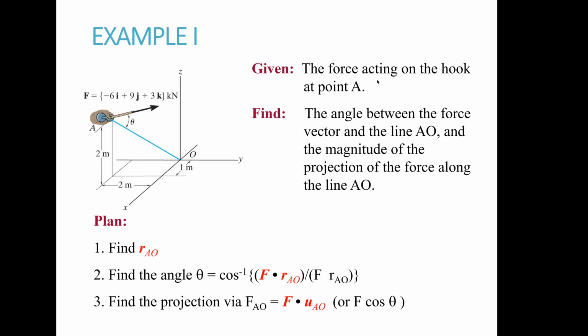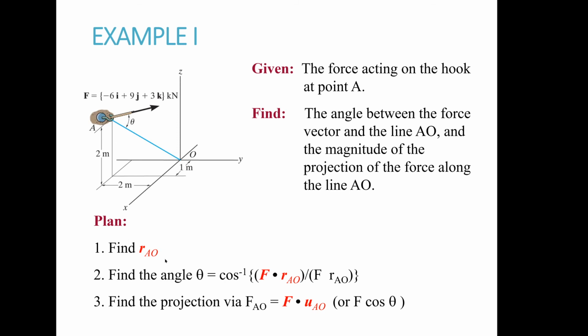All right, so we have a force acting on a hook at a point A here, and we need to find the angle between the force line and the magnitude of the projection of the force along the line. So we need to find out a few things. We have two vectors, right? This is the line AO, and then our cable here. Those are our two vectors.